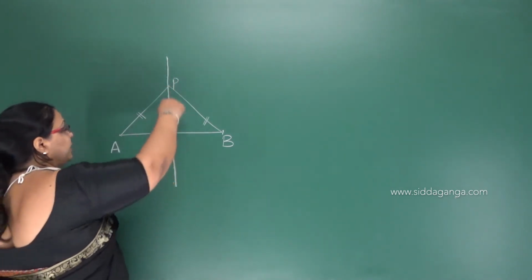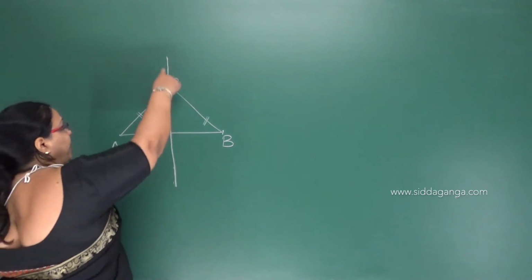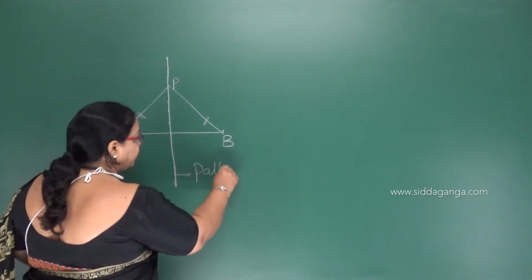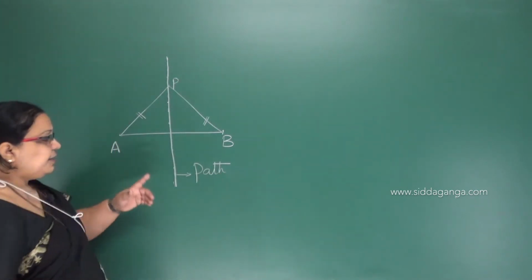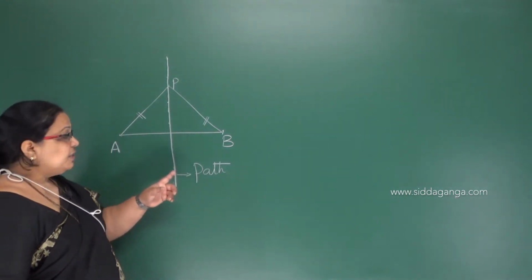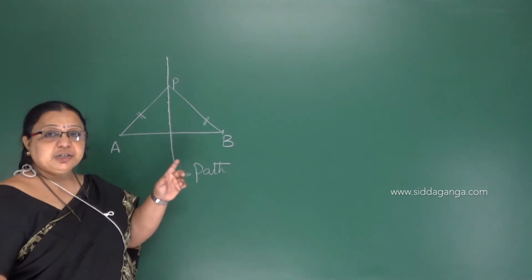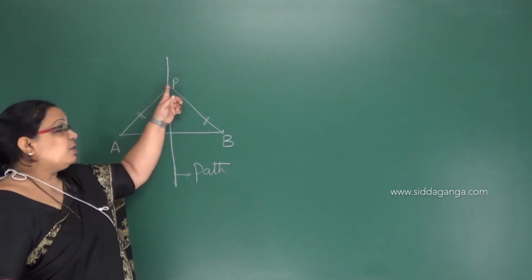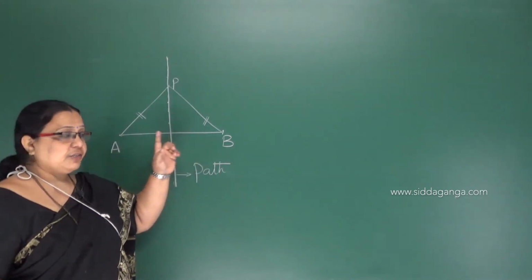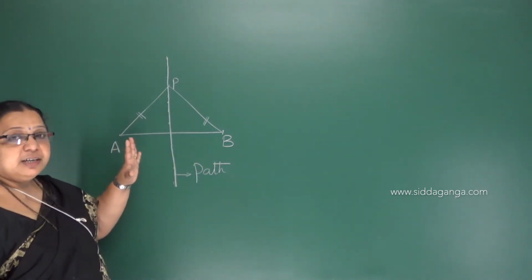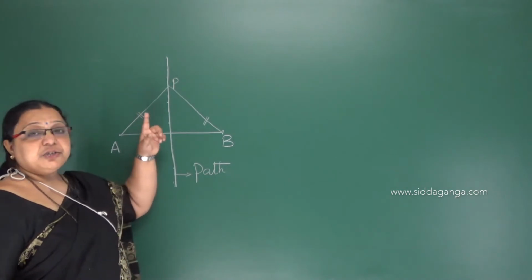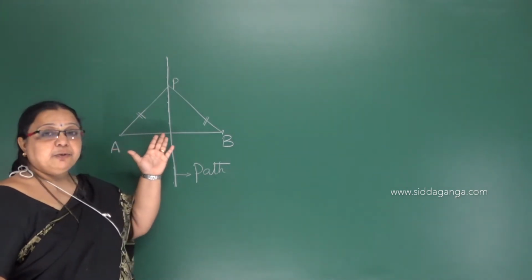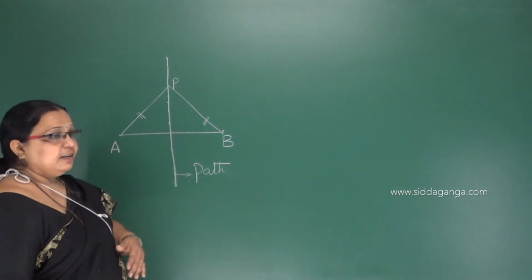The path traced by the points, this is called the path. This is the path traced by the points under the geometrical condition that the distance PA is equal to the distance PB. So this is the geometrical condition to get a straight line. This particular one is the perpendicular bisector.